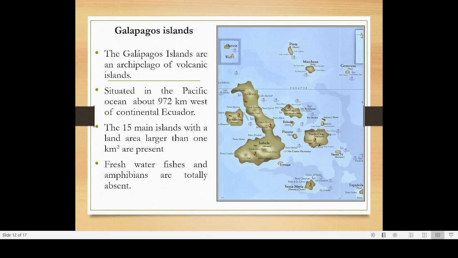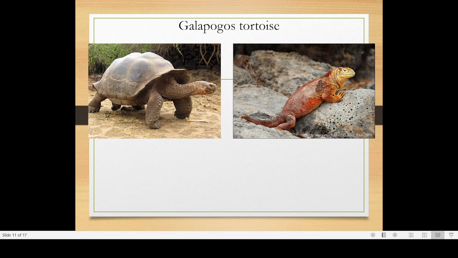We will be studying the Galapagos Islands in the next class. So today we will be stopping with the oceanic island and continental island. And most of the time we can expect a question: distinguish between a continental island and an oceanic island.